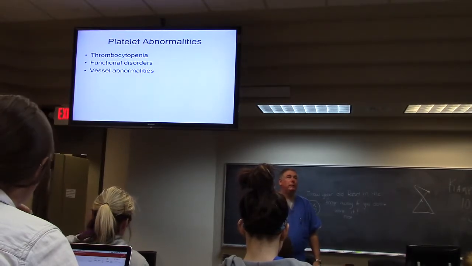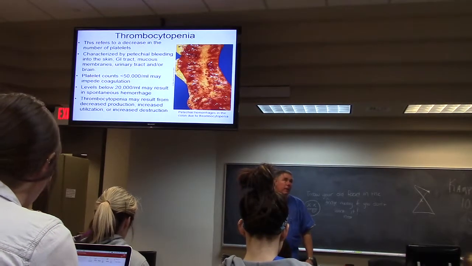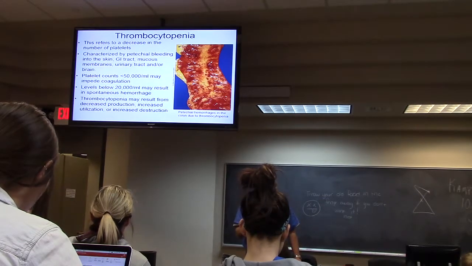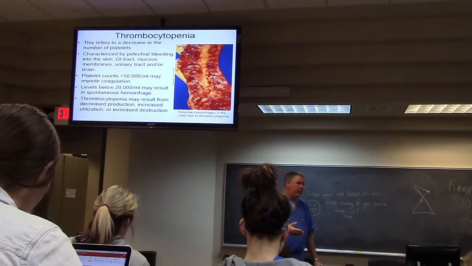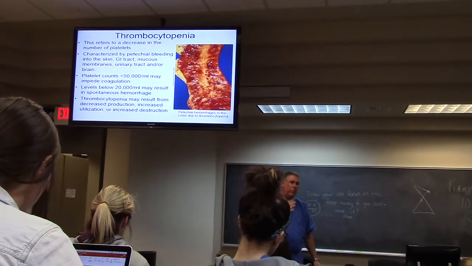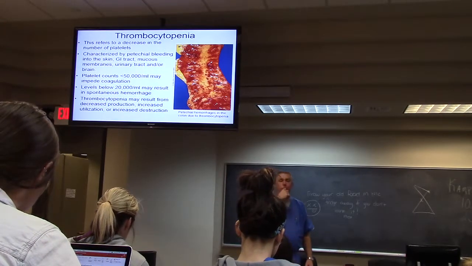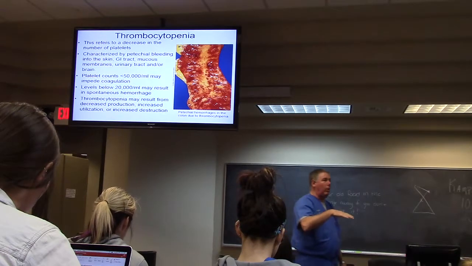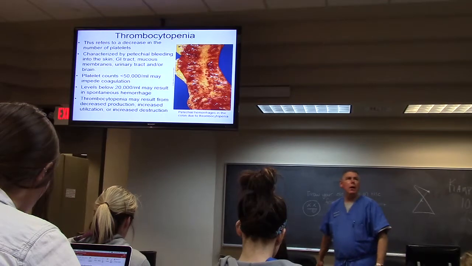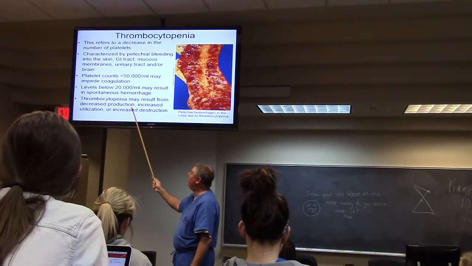Platelet abnormalities, we can screen through here. Thrombocytopenia by definition is a decrease in the number of platelets. I said you have around 400,000 per milliliter. That's a range of 300 to 400,000 per milliliter. If your platelet number starts to fall, the reason can be a whole host of reasons. Down here at the bottom, it says thrombocytopenia may result from decreased production.